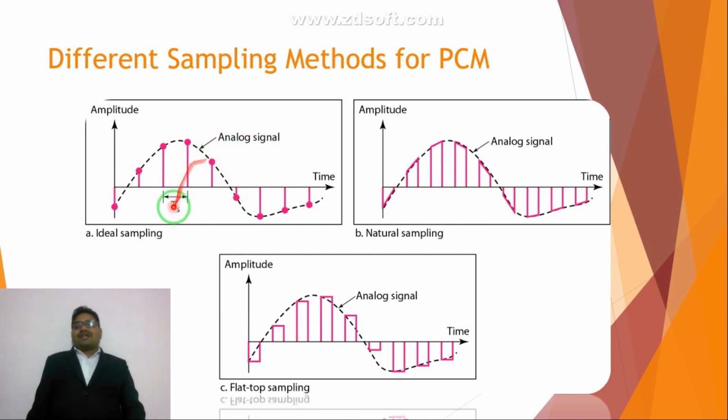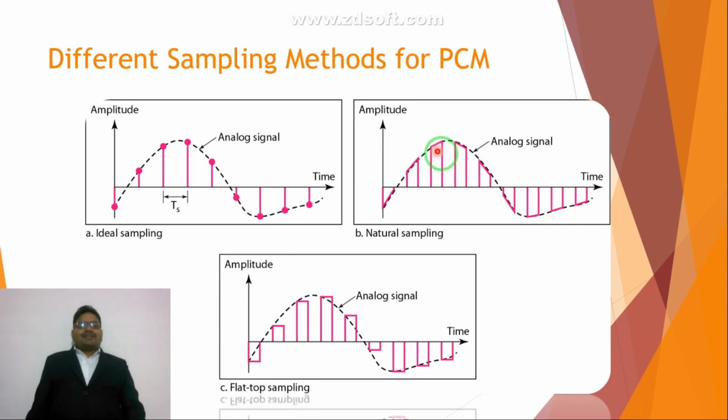The rate at which we make sampling is denoted by the sampling period, that is Ts. So this is the disadvantage of ideal sampling, that we could not use it because it doesn't have power to be transmitted. So we have natural sampling. Natural sampling means the top of these samples, shown in this pink color, is going to retain the shape of this dotted analog signal. That's why it is called natural sampling.